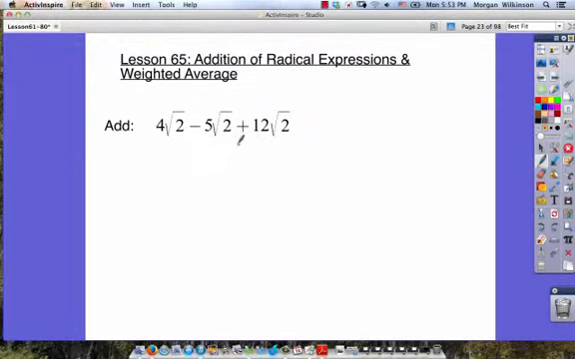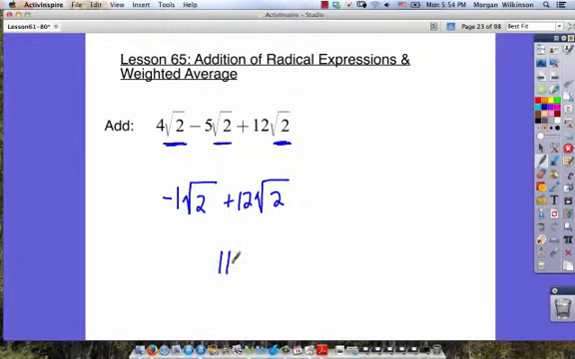Now what we're doing in this problem really is we're figuring out how many square roots of 2 we have. In the beginning we have 4 square roots of 2. From our 4 square roots of 2, we're going to take away 5 square roots of 2. If we take away 5 from 4, we're going to get negative 1 square root of 2. Then to that we have to add 12 square roots of 2. And when we do that, negative 1 plus 12, that's 11. So our final answer is going to be 11 square roots of 2, or we could say 11 times the square root of 2. And we've got our final answer.